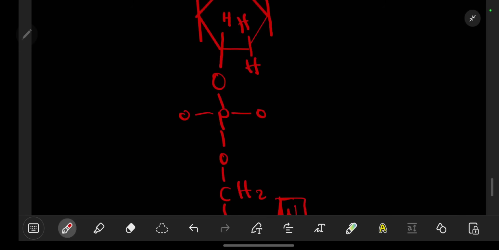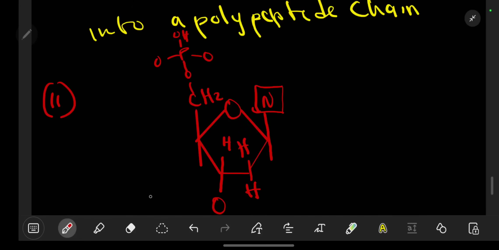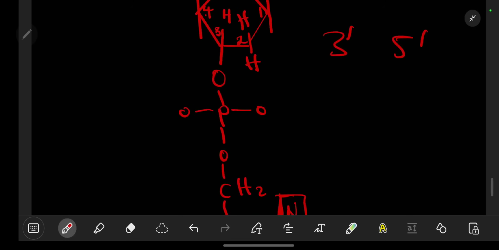So the description of how they fuse. As you can see here, this is the first carbon, this is the second carbon, this is the third carbon, this is the fourth carbon, this is the fifth carbon. So that's how we count primes. From oxygen, where there is a bend, that's number 1, number 2, number 3, number 4, number 5. So 5 prime. As you can see, the joining is happening at the 3 prime and at the 5 prime.